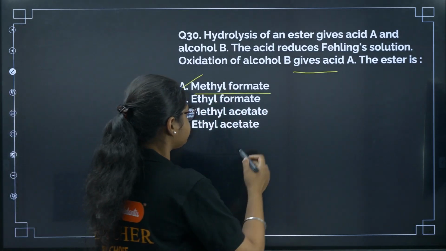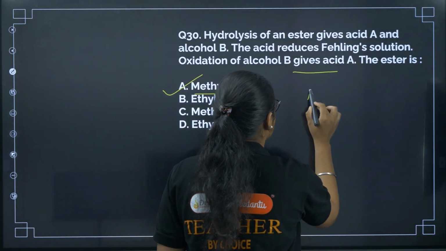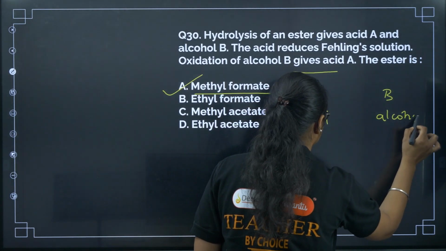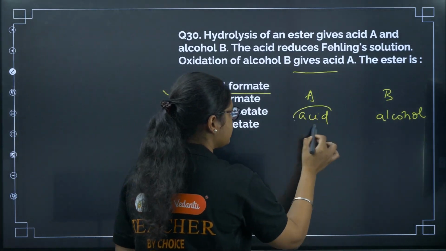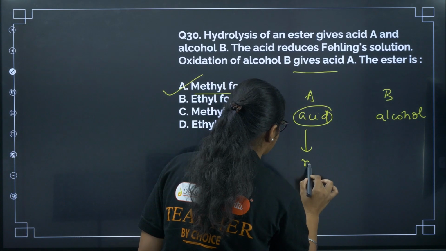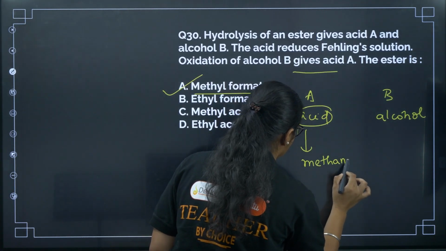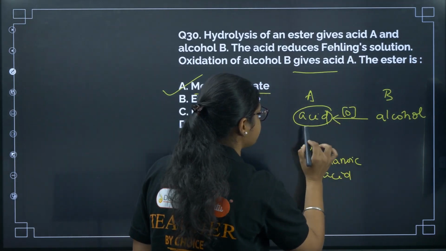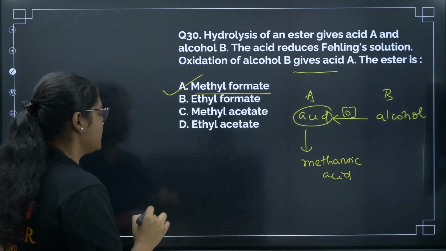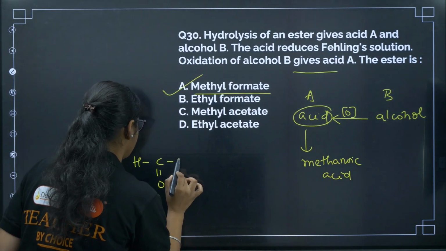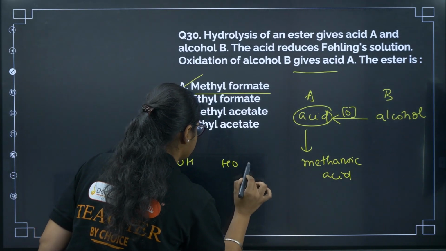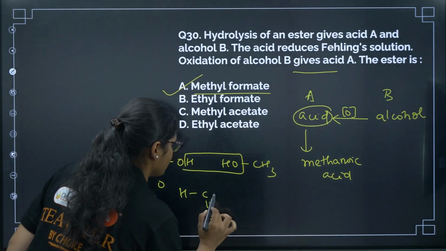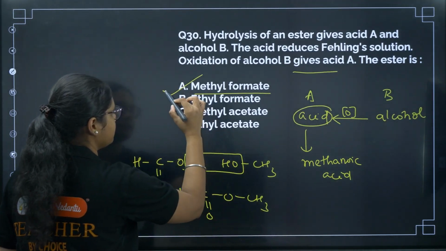Okay, once again I'll tell you, A is the acid, okay, and B is your alcohol. And the acid which can reduce Fehling solution is methanoic acid. Okay, and the oxidation of the alcohol gives this acid, means both should have the same number of carbons. So if we have HCOOH and here CH3OH, then these will combine and we'll get HCOOCH3. Okay, so that is your methyl formate.